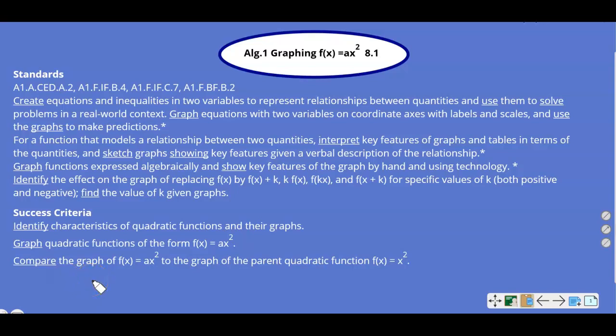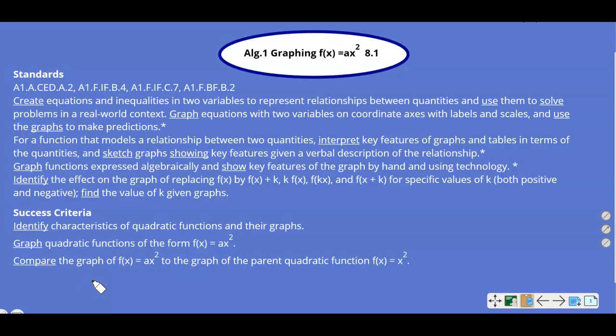Today we're going to be graphing f of x equals ax squared. So remember, f of x is just function notation. f of x is equivalent to y equals, just in function notation. And we're going to be graphing x squared functions.